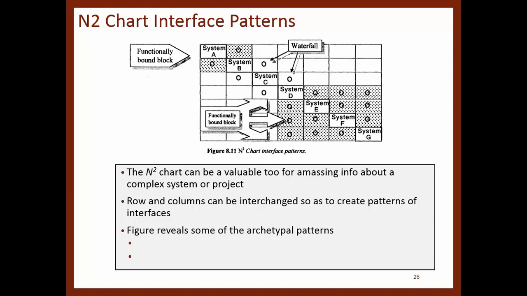The n-squared chart can be valuable for obtaining information about complex systems or projects. So rows and columns can be interchanged so as to create patterns of interfaces. That's what we are trying to illustrate here. So we have multiple systems here, and we can start looking at, okay, maybe this area is connected, so we can create a boundary here and call this a subsystem or a system itself.